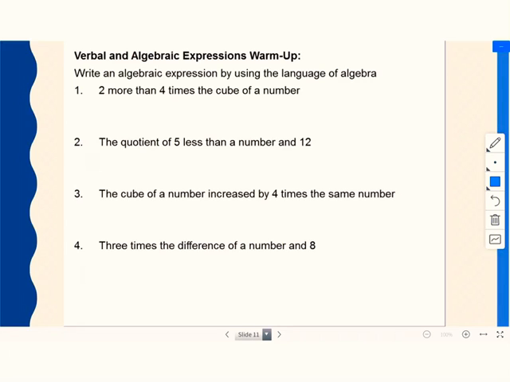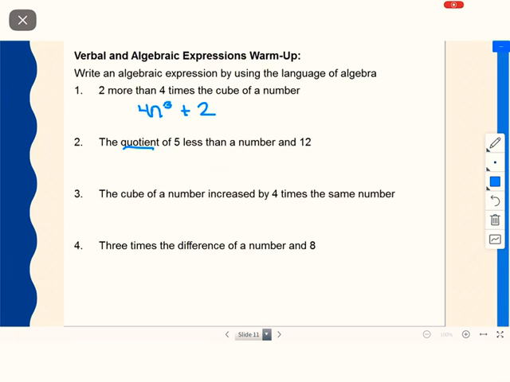Algebra. So it says 2 more than. More than means to add or increase by. 4 times is product or multiply, the cube of a number. So a number cubed means it has a power of 3. So that would look like 4n cubed plus 2. Order doesn't matter, so if you had 2 plus 4n cubed, that is also fine.